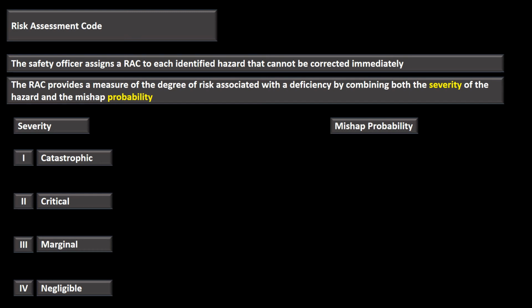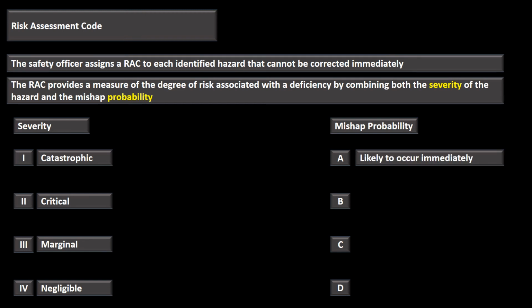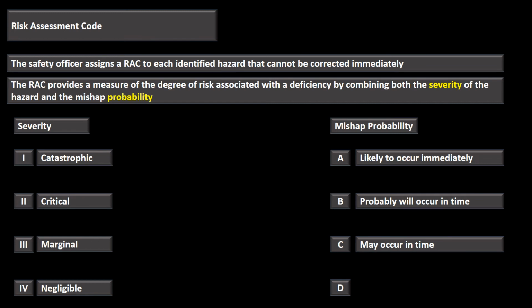Mishap probability, we have 4 categories of that as well, but we're going to do it in letters, A, B, C, D, right? Alpha, Bravo, Charlie, Delta. So alpha, we say it's likely to occur immediately. When we start working in this hazardous environment that we've identified, the hazard is likely to have an effect immediately, as soon as we start working. Bravo, it probably will occur in time. So if we're working there for a couple hours, we're probably going to have a mishap working in this hazard. And then Charlie, it may occur in time. And then Delta, it's unlikely to occur. So as we go up the alphabet, it becomes less and less probable.